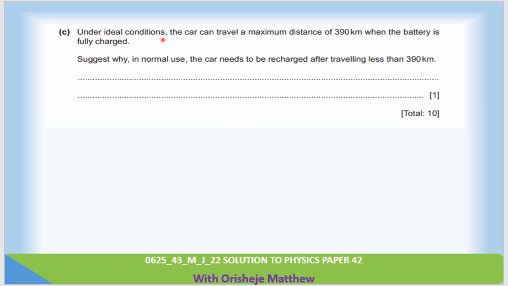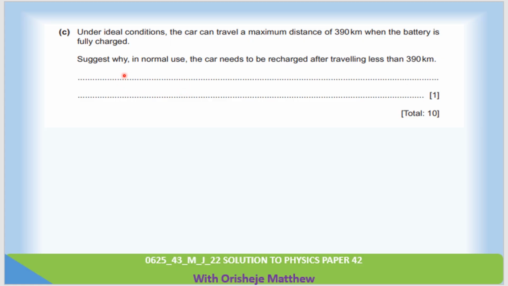Now, under ideal conditions, the car can travel a maximum distance of 390 km when the battery is fully charged. Suggest why in normal use, the car needs to be recharged after traveling less than 690 km. There are a lot of reasons. There is no way the car will travel directly.